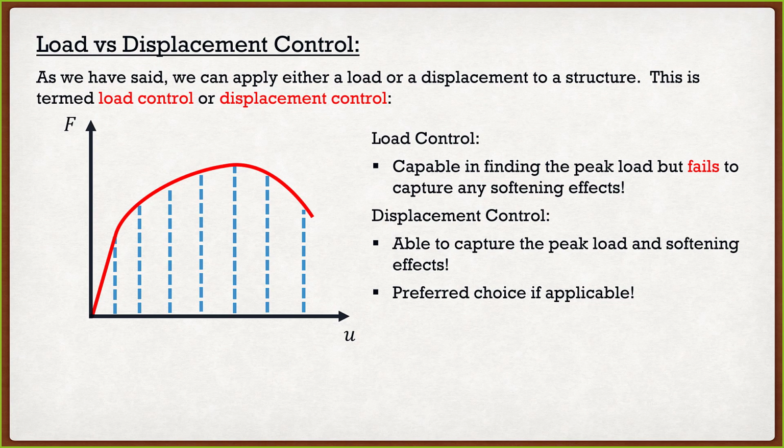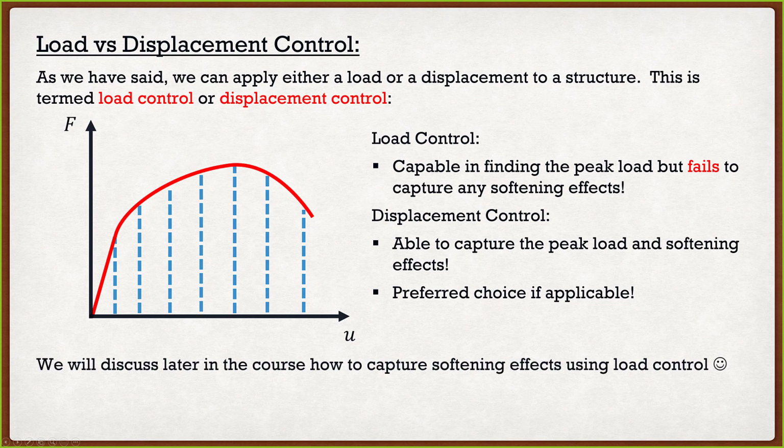So I got a private message, and this is a good one. It says, after we reach this final load, why not just start to decrease it? Well, what's going to happen is if we start to decrease it, we're going to go back to this solution, and then this one, and then this one, and then this one. So there actually is a way to capture these softening effects using load control.